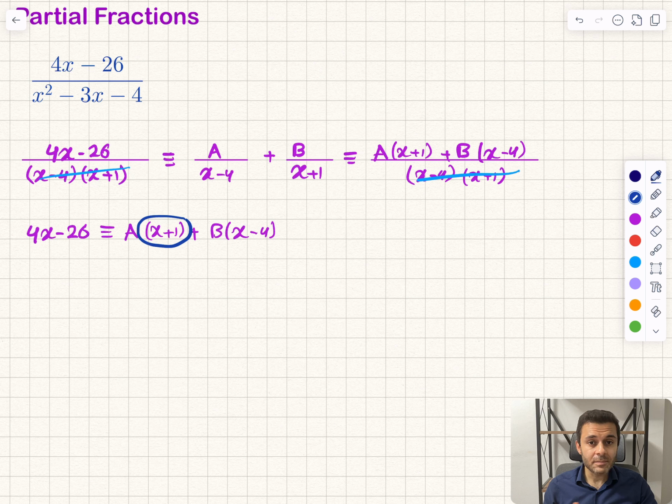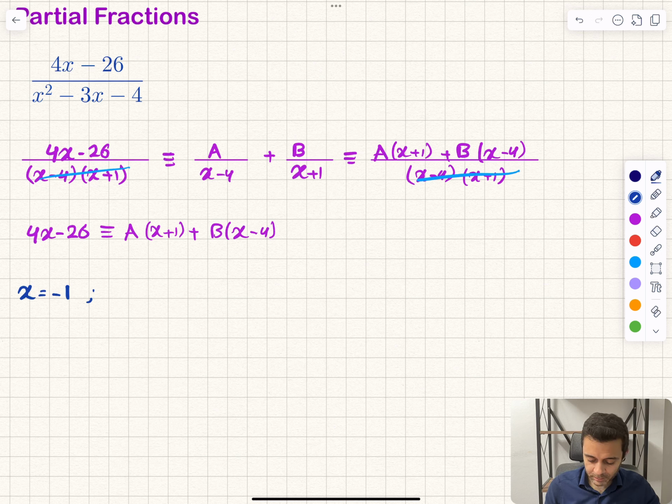What value of x makes it 0? Of course, -1, because -1 plus 1 will be 0. That's why I will substitute x by -1 in both sides. Here, if you replace x by -1, you will get -30. On the right, this will be 0. 0 by a, 0, so you can ignore it. Here you have -1 minus 4 will be -5 multiplied by b. So b multiplied by -5. Easily, if you divide -30 by -5, b will be 6.